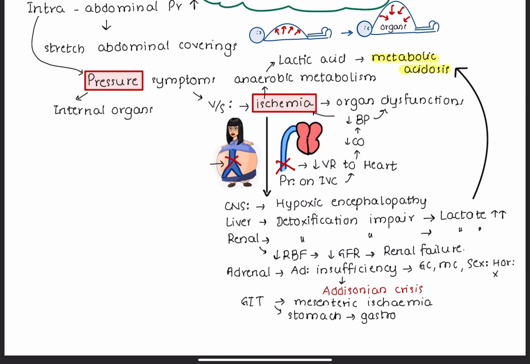Ischemia of stomach causes reduced gastric peristalsis, the condition also known as gastroparesis. Pressure on aorta causes poor blood supply to the lower limbs. This gives rise to pain and numbness in the feet.